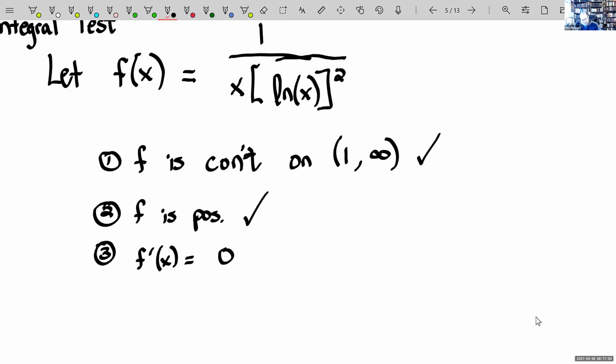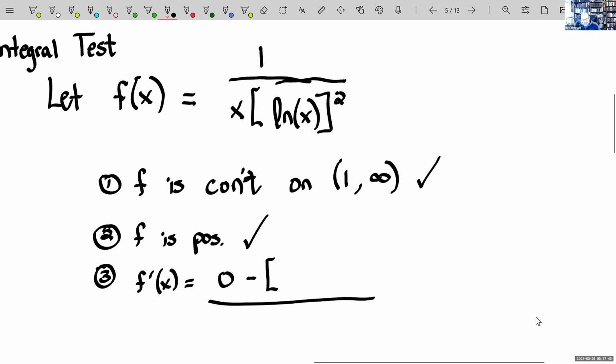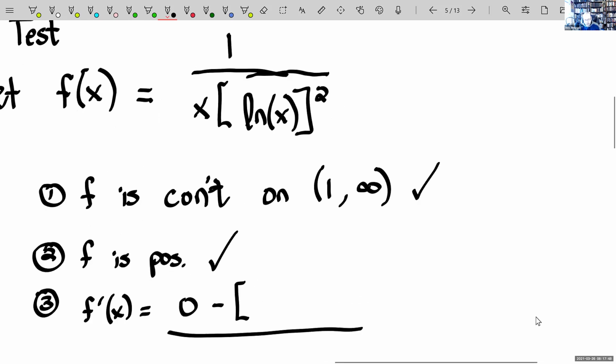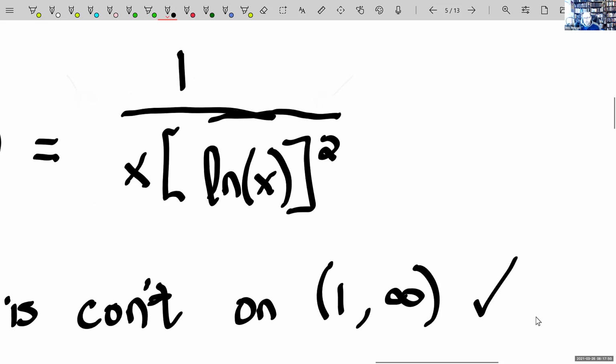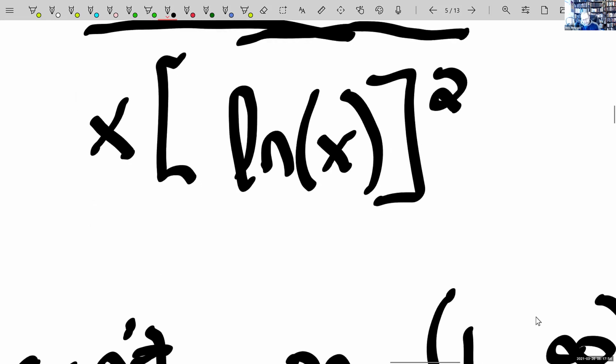Derivative of the numerator is 0 minus, right? Because it's derivative of the numerator times the denominator. Okay, great. Minus the numerator times the derivative of the denominator. The derivative of that denominator, that is a product rule with a chain rule as well. So let's go ahead and take that derivative.